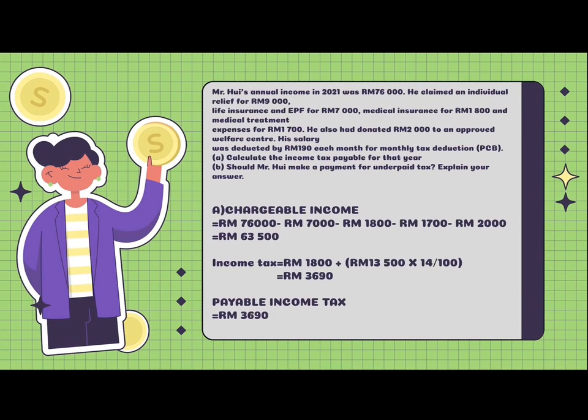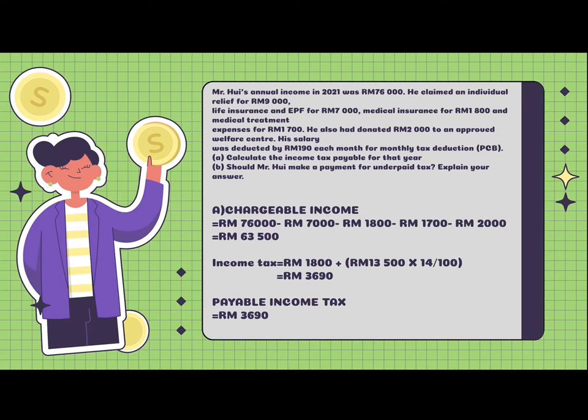The last question is, Mr. Hui's annual income in 2021 was 76,000. He claimed an individual relief of 9,000, life insurance and EPF of 7,000, medical insurance of 1,800, and medical treatment expenses of 1,700. He also had donated 2,000 to an improved welfare center. His salary was deducted by 190 each month for monthly tax deduction, PCB. So, calculate the income tax payable for that year.